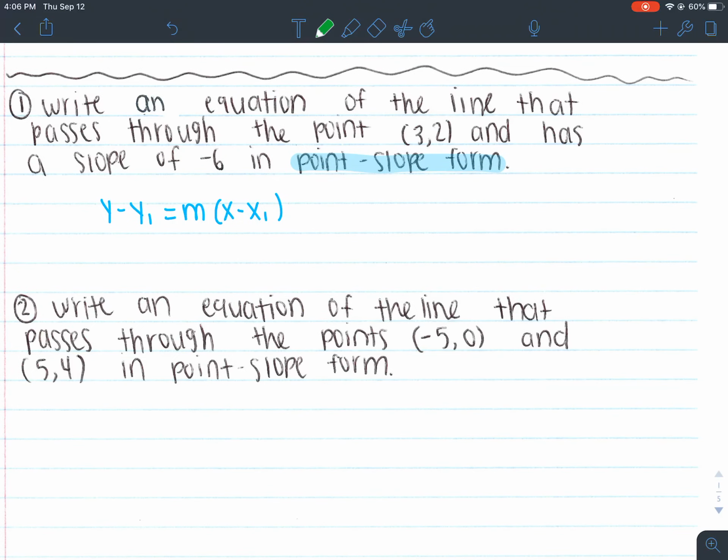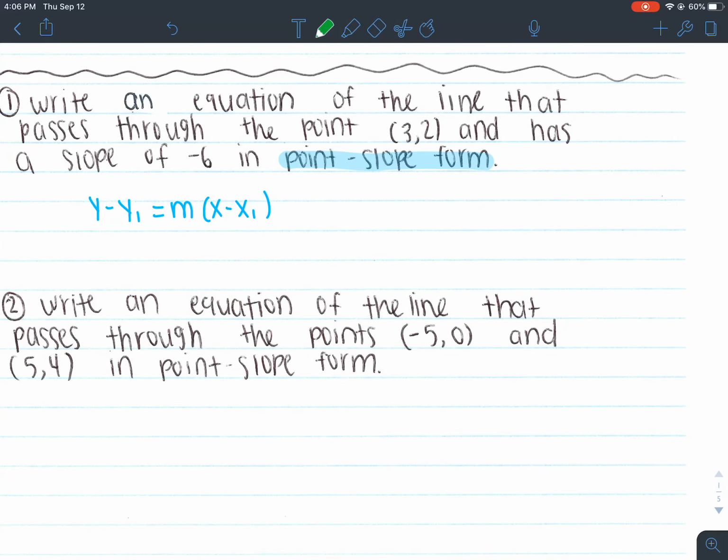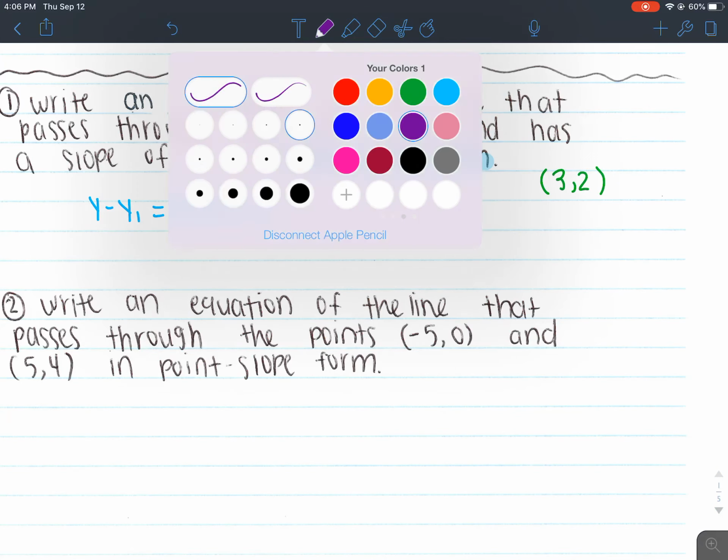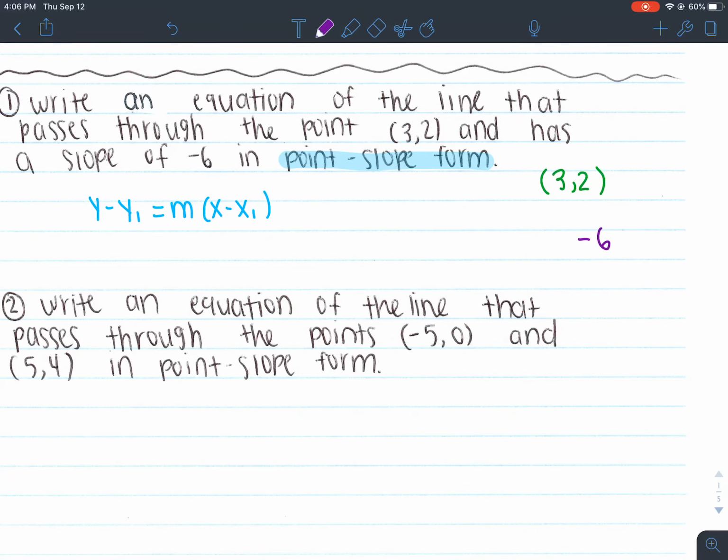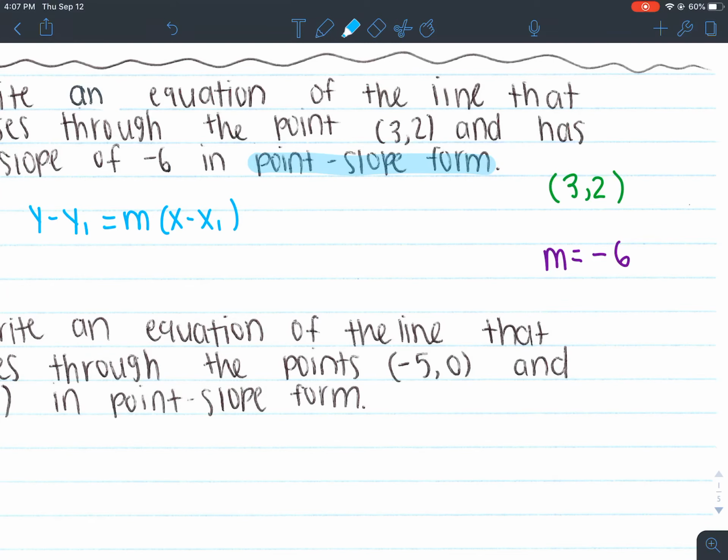Okay. Write an equation of the line that passes through the point (3, 2) and it has a slope of -6. In order to write something in point-slope form, what are the two things that I need? I need a point and I need a slope. And lucky for me, the problem already gave me everything. It gave me a point, (3, 2), and it gave me a slope of -6. And how can I represent slope as a variable? That's going to be my m. So m is going to be -6.